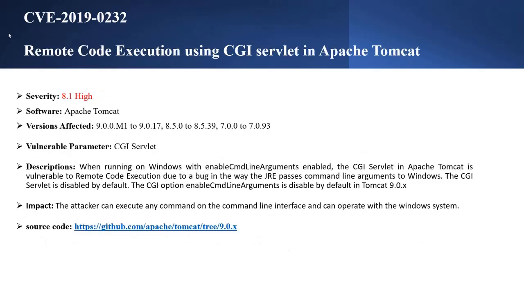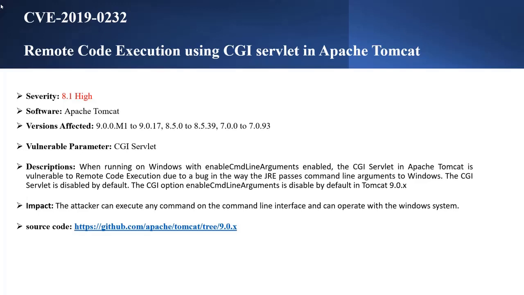Hello everyone, I am Josh and I am going to talk about the remote code execution vulnerability using the CGI servlet in Apache Tomcat. This security vulnerability is also known as CVE 2019-0232. The severity of this vulnerability is rated as 8.1 in the high category. The versions that were affected were below 9.0.